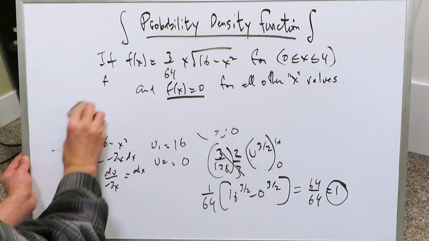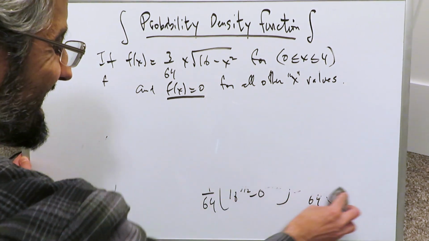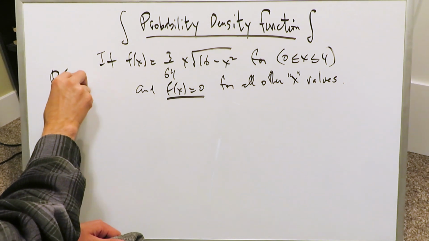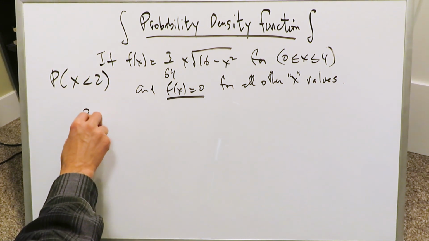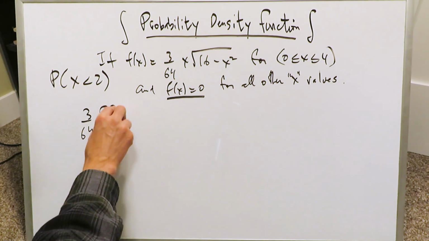We have to determine the probability the x value was less than 2. We have to determine now this probability of x is less than 2. How can we do that? The function is still the same. You're looking at 3 over 64, but now you're looking from 0 to 2.